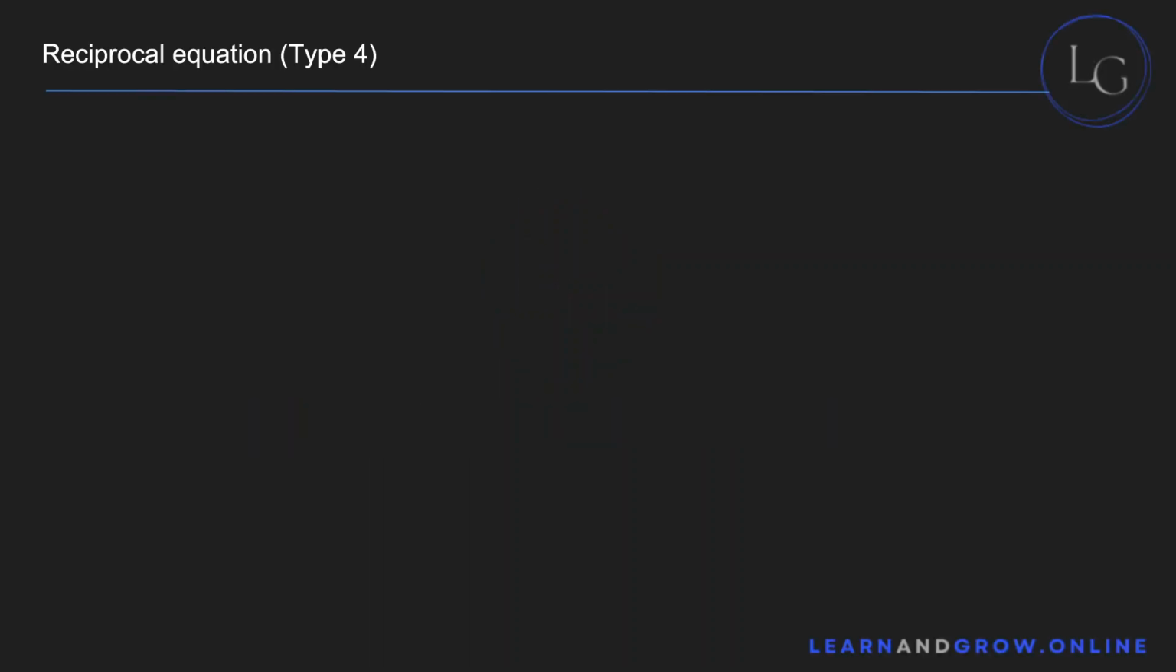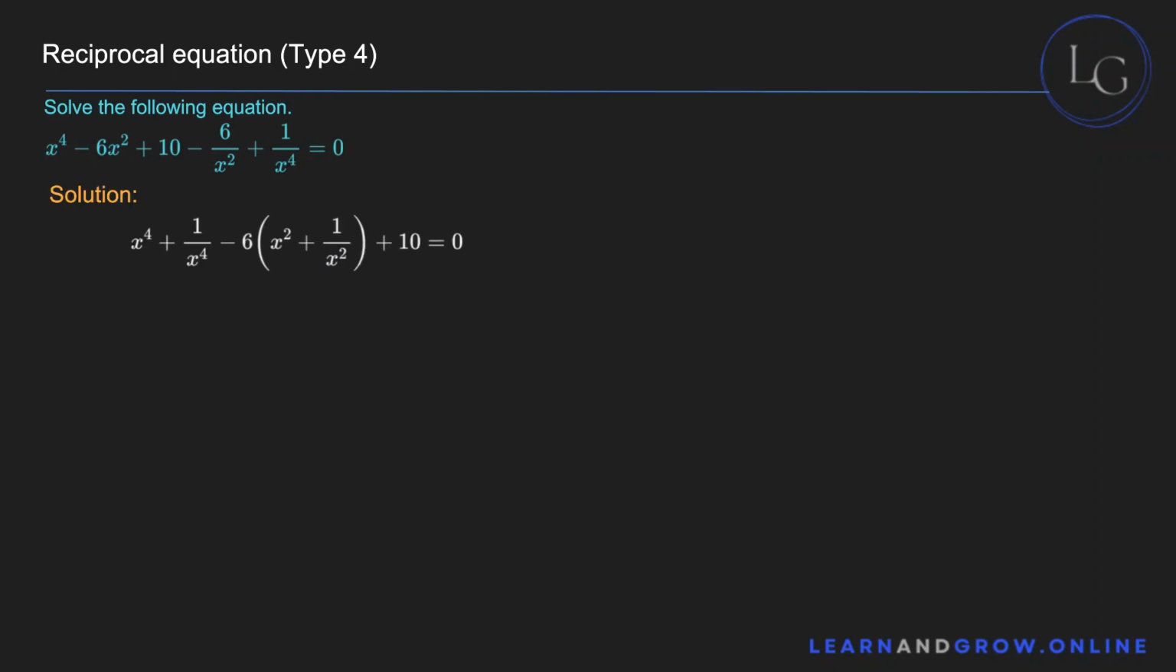Let's solve the fourth type of equation by converting it into a quadratic equation, that is the reciprocal equation. So you have this particular equation here. What you'll do here is that you'll basically put the x to the power 4 terms in one place and the x square terms in one place, and you'll put the constant at the end.